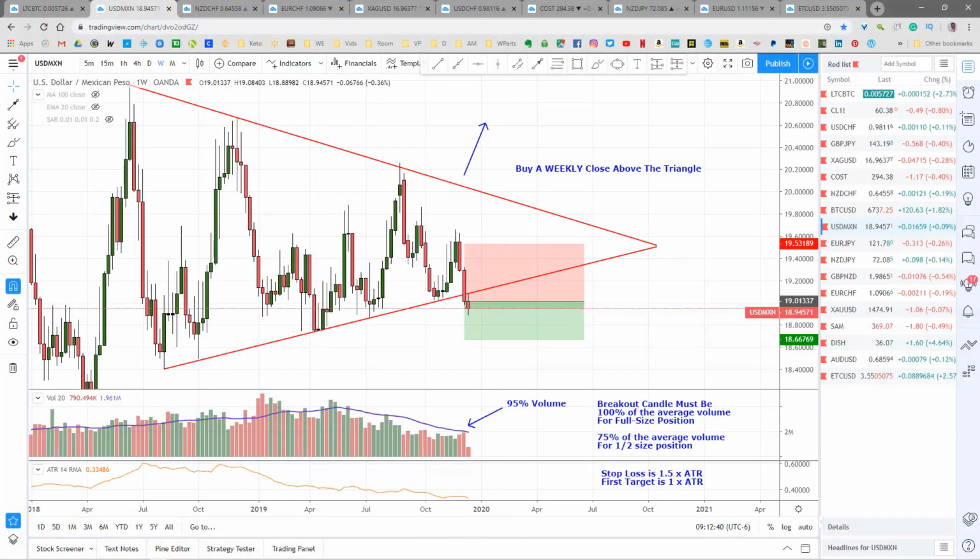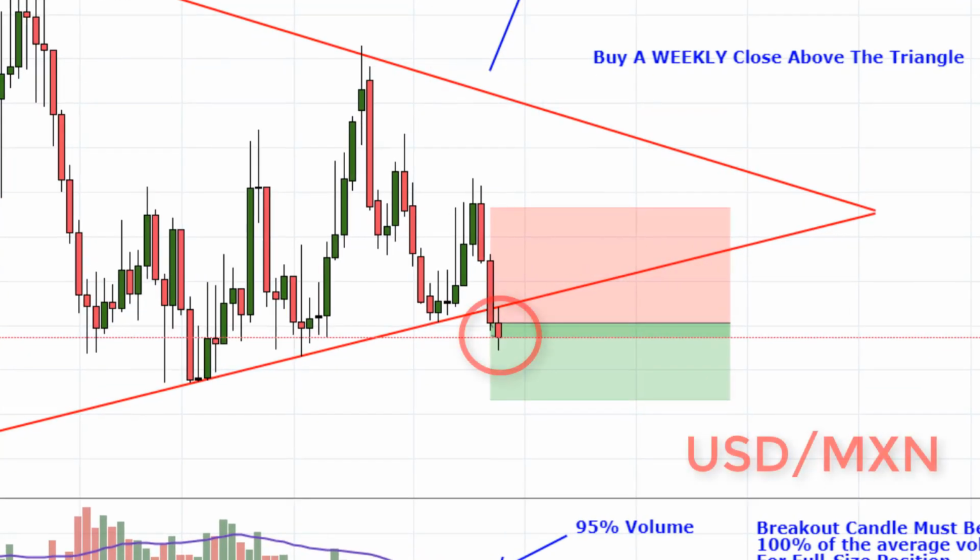Here's the weekly US dollar Mexican peso short that we took last Friday. If you entered this on a daily signal, then you've already hit your first target on this one. I'm still waiting for the weekly target to be hit, so this may take a while. Patience is key on weekly trades.